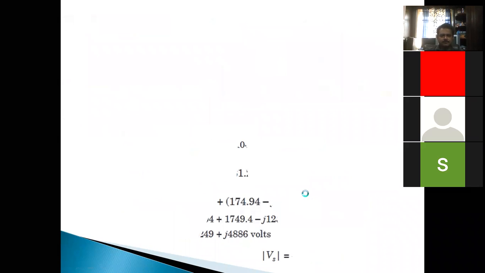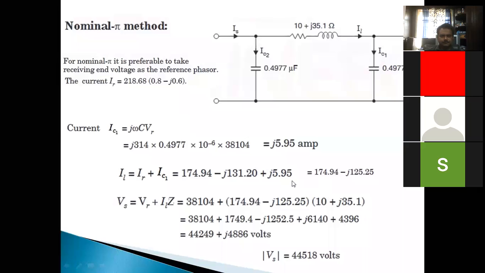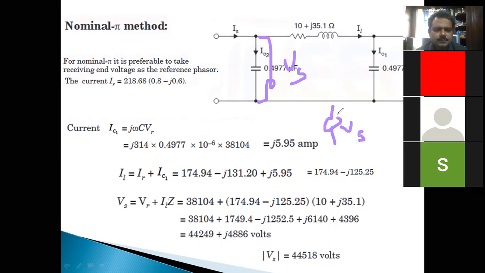This is Vs. So that means Vs, series elements: resistance, inductance and also capacitance. You can again draw like this. So this becomes the receiving end voltage.